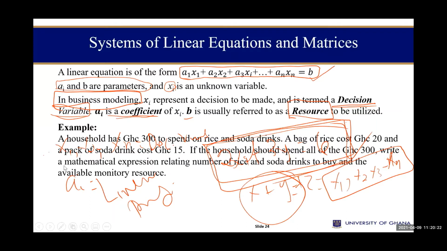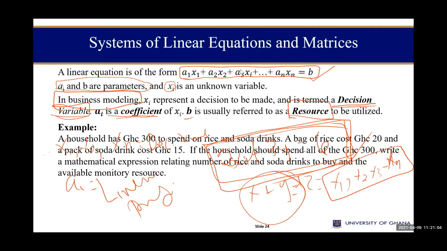So who can help us? What is the resource here? The resource, yes. It's what? 300 Ghana cedis. Okay.